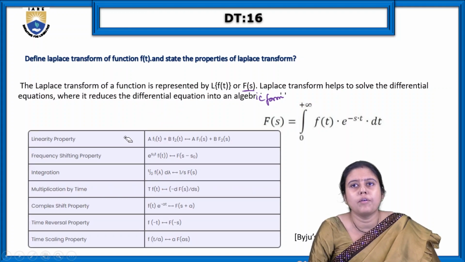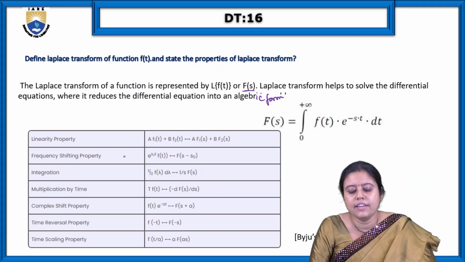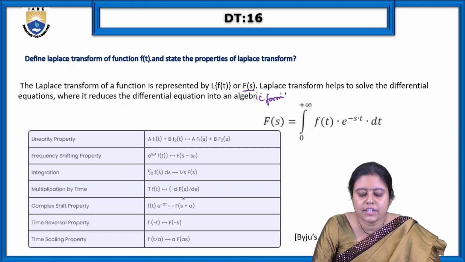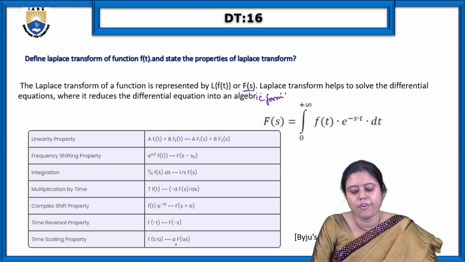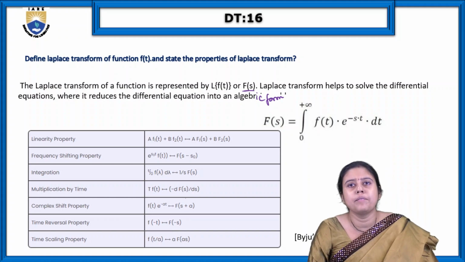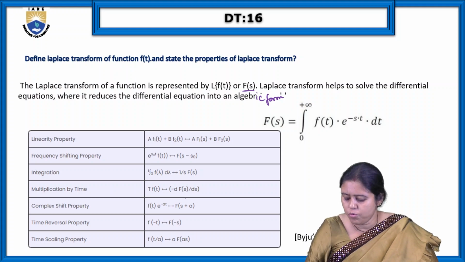What are the properties of the Laplace transform? I have taken it from Byju's. The first one is the linearity property, then frequency shifting property, integration property, multiplication by time, complex shift property, time reversal property, and time scaling property. Details we have discussed in my lecture on the Laplace transform. Please check it once.